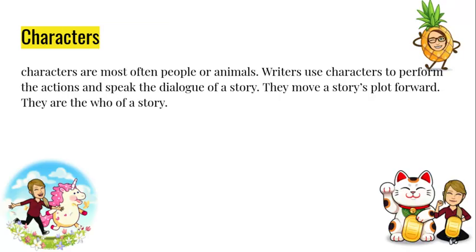The first story element that we are going to talk about is characters. Characters are the who of the story. So it could be people, or animals, or even things sometimes. Writers use characters to perform the actions and speak the dialogue of a story. Now, dialogue just means the talking or the speaking. They move a story's plot forward. So without characters, the story wouldn't be happening. There wouldn't be anything going on. They are the who of the story.